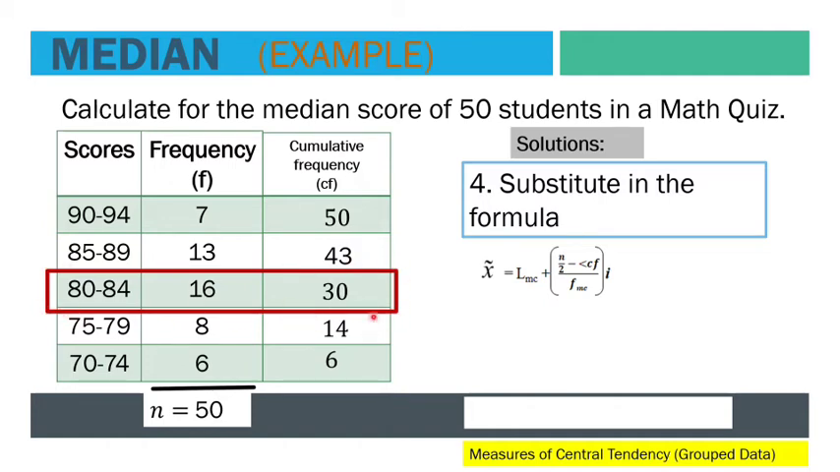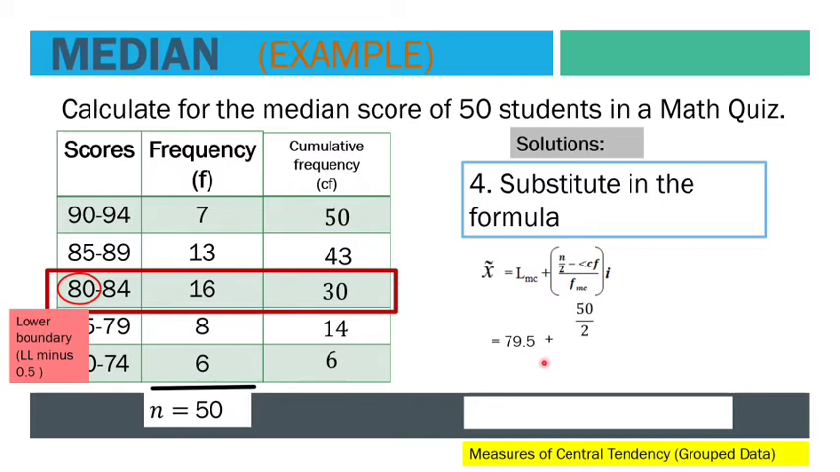So what is the lower boundary of the median class? That pertains to the lower limit minus 0.5. So 80 is the lower limit of the median class. We have to subtract 0.5 to get the value of our lower boundary, and that would give us 79.5. So that again is the lower limit minus 0.5. In this case, we have 80 minus 0.5. That's why we have 79.5. Do you follow? Good. Let's continue with the solution.